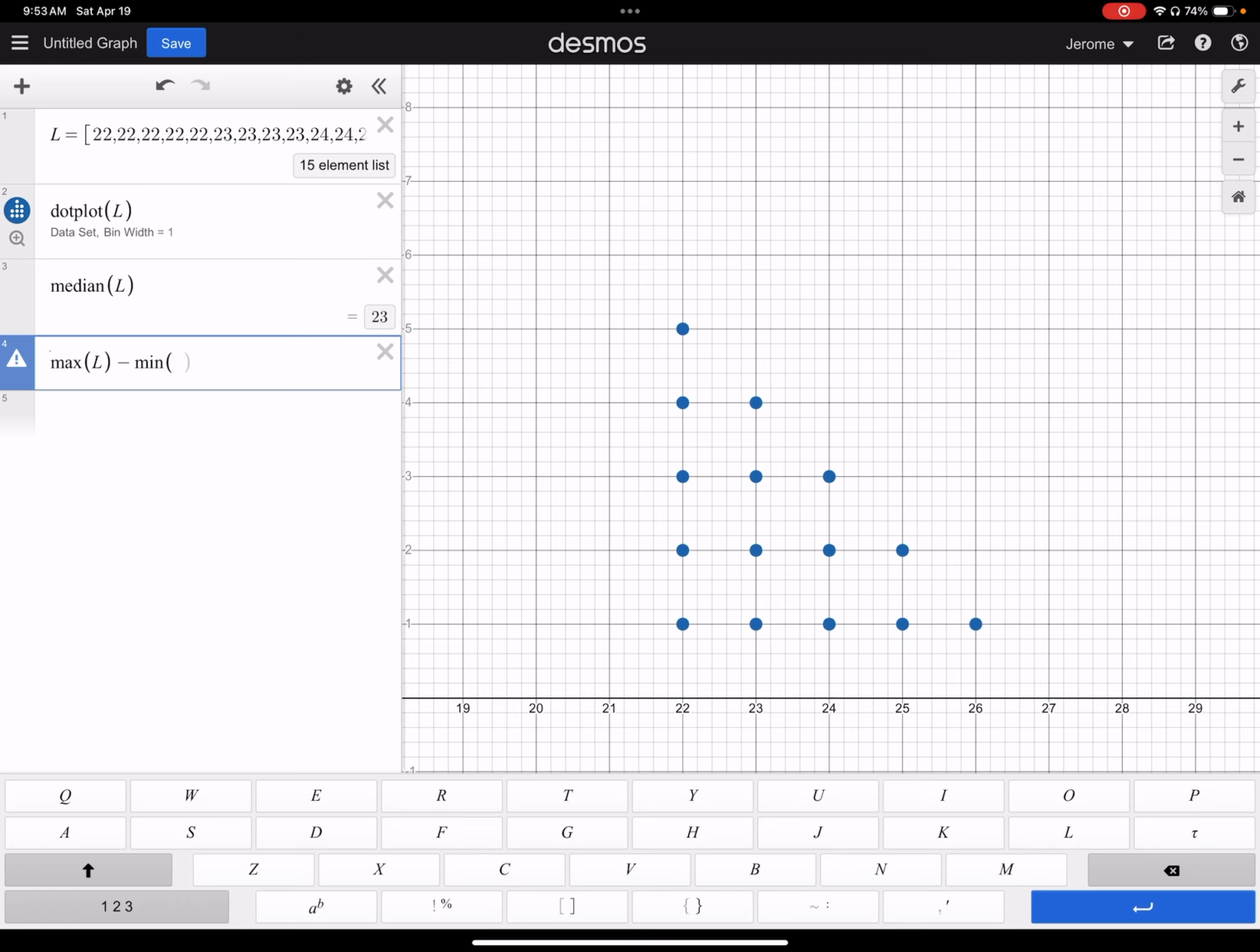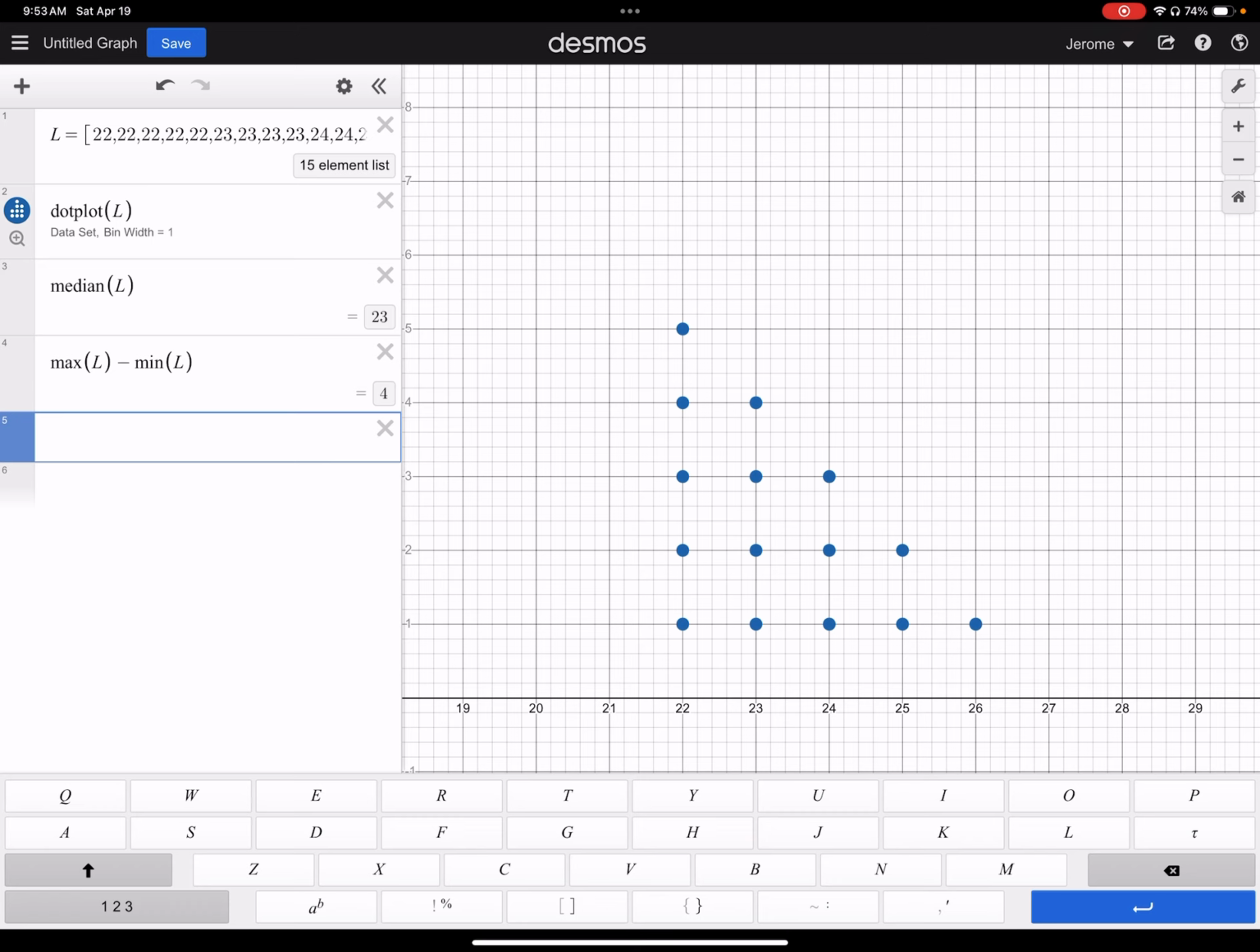If you had a huge set of data, maybe this would be a little bit more advantageous, but for this example, it would have been easy to just look at the data and go, oh, here's the biggest, here's the smallest, let me subtract those. Anyway, so there is the range.